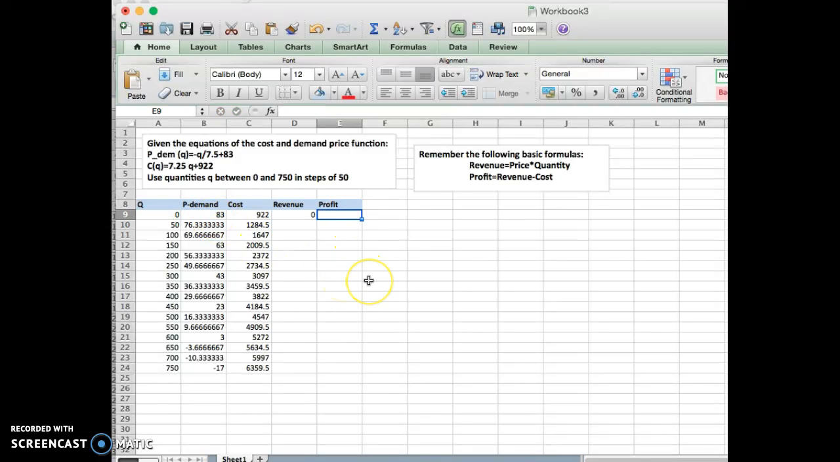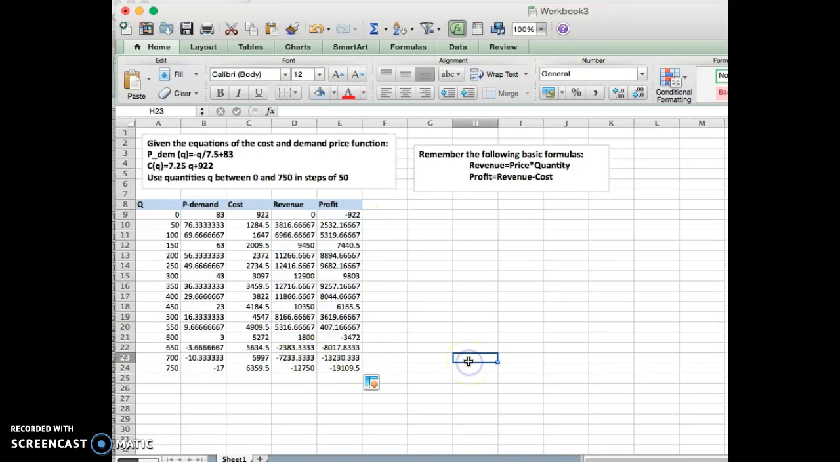And profit would then be equal to the revenue. So we take this value, click on it, D9, and we subtract the cost. So we subtract C9. And we can then do a quick fill. And here's a formula that would tell us, based on the demand price and the cost function, what the profit expectations are over a certain spread of production quantities.